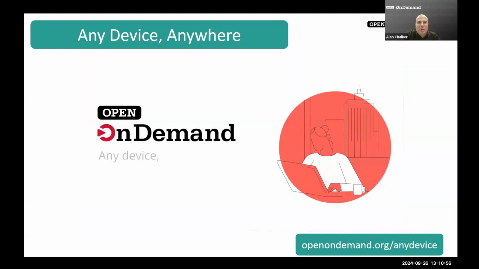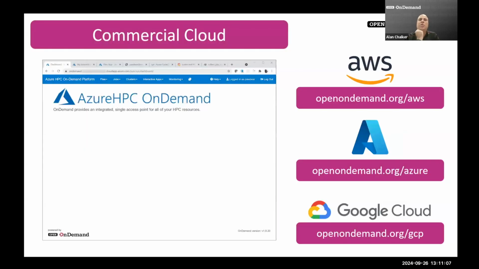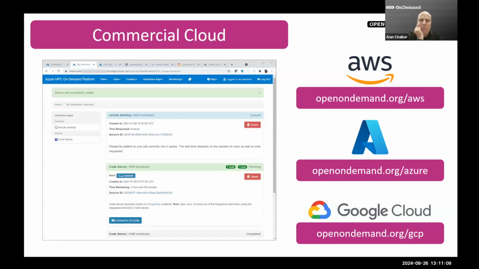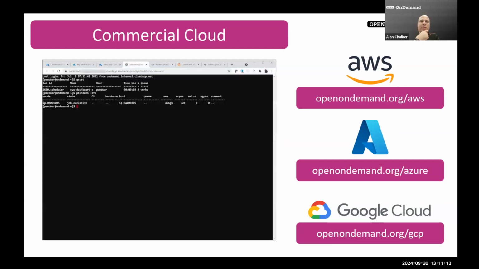So a little bit tongue in cheek there, but really, when we say any device anywhere, that's really what we're trying to accomplish here: any device anywhere. So let's say that you don't currently have access to Open OnDemand, but you want to play around with it. Well, there's a variety of ways you can do that very easily.